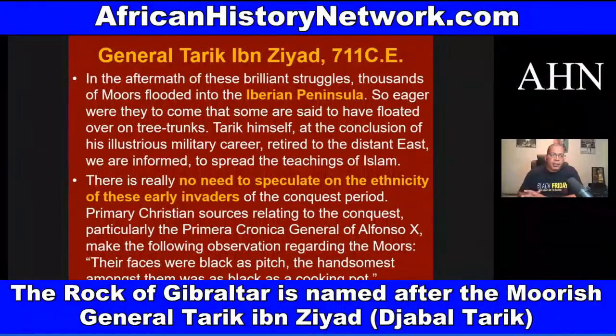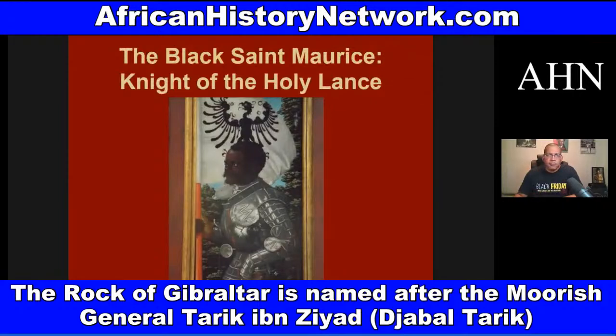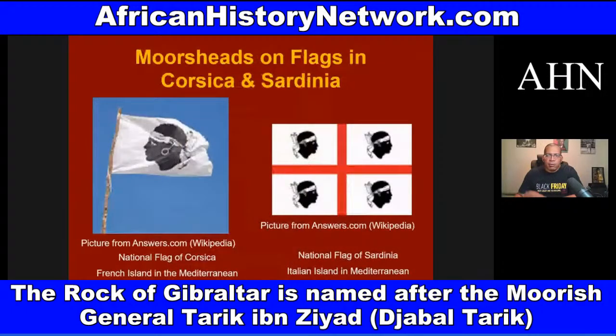Okay, there's really no need to speculate on the ethnicity of these early invaders of the conquest period. Primary Christian sources relating to the conquest, particularly the Primera Crónica General of Alfonso X, make the following observation regarding the Moors. Their faces were black as pitch. The handsomest among them was as black as a cooking pot. So we talk about the Black Saint Maurice as well, who became a patron saint to Germany. So we deal with a lot of history in this class. You're going to learn a lot.